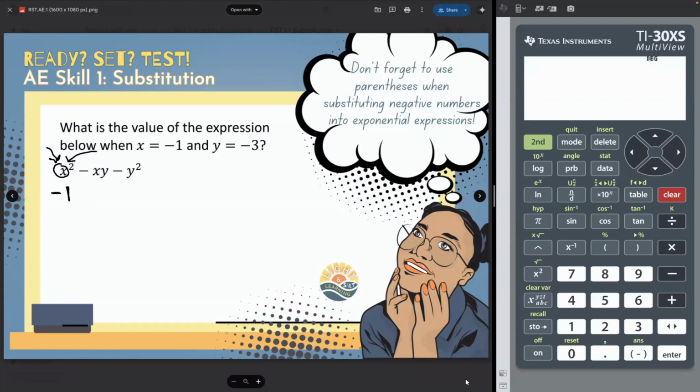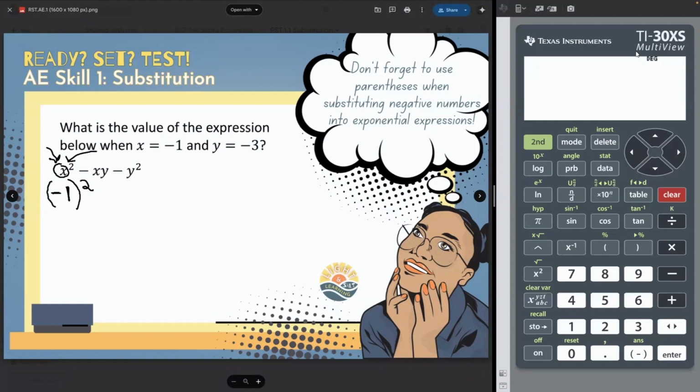I mean by exponential expression? You see that little 2 right there, that little power, that's an exponent. That's what makes that an exponential expression. So whenever you're doing that, you need to use parentheses. This is the most common error students make. Put a parentheses around that -1, and then the square should go on the outside.